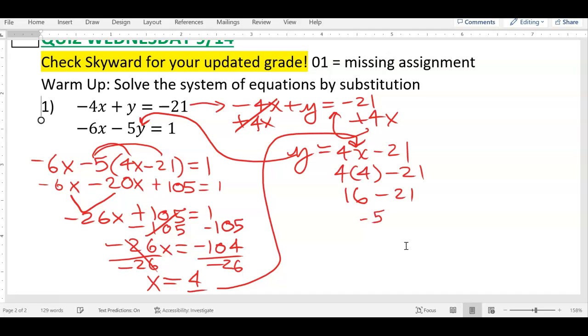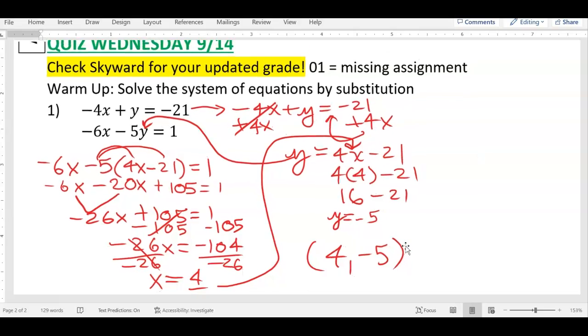Negative 5. All right, so this is not the easiest type of system of equations. I get it. That's why we're revisiting it on the warm-up, okay? So once I have x and once I have y, I have to write my answer as an ordered pair, x comma y in parentheses, okay? So we're going to have 4 comma negative 5 as our answer, okay?